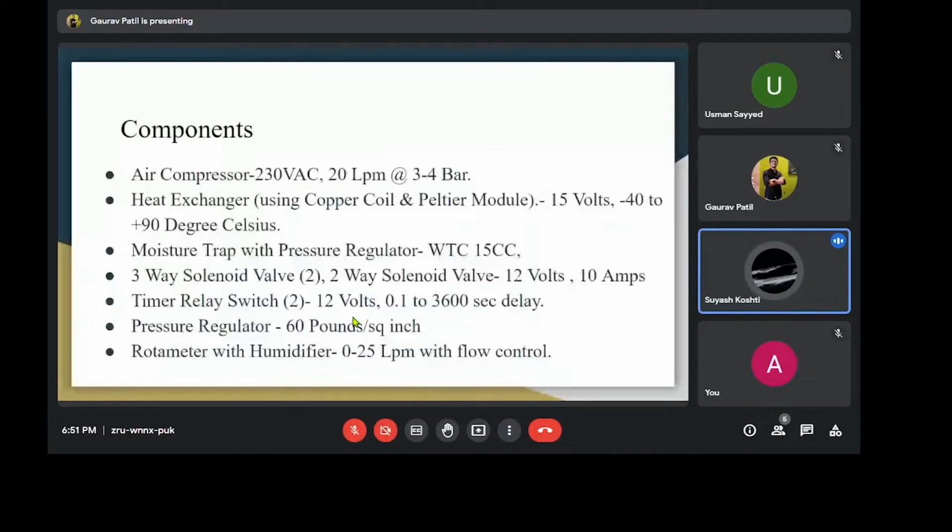So we need a compressor so that we get pressurized air at the output side. In this application, we need a compressor which can create a pressure of 3 to 4 bar, and it should be an oilless compressor because we don't want oil contamination. Next is a Peltier module, which is used to cool the air below ambient temperature. A Peltier module consists of two ceramic plates separated by semiconductor pellets.